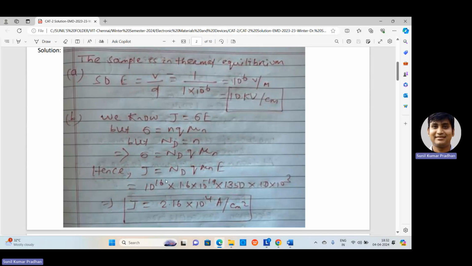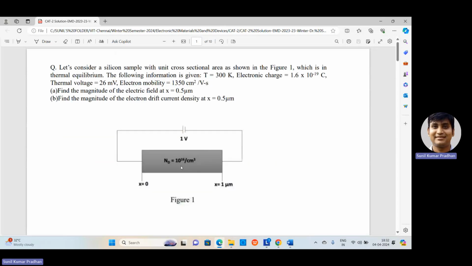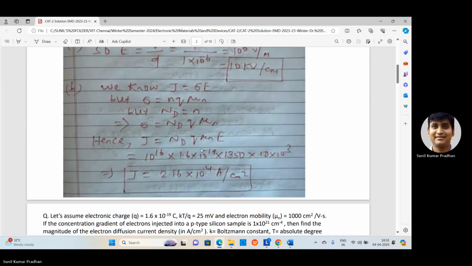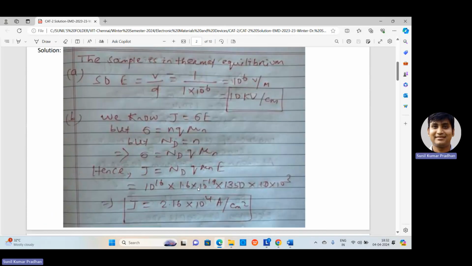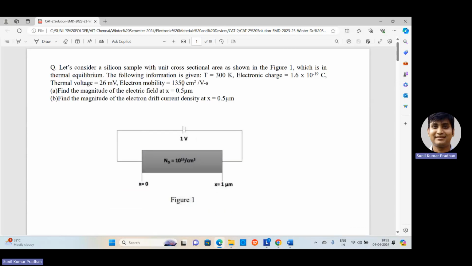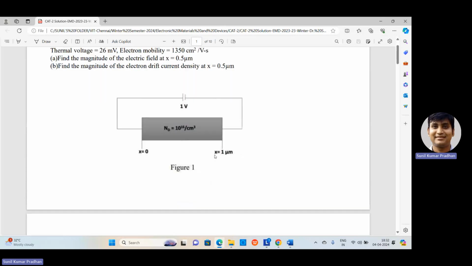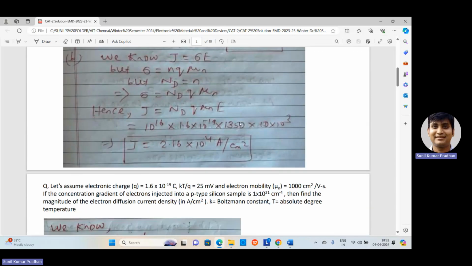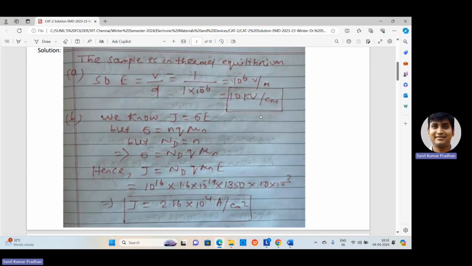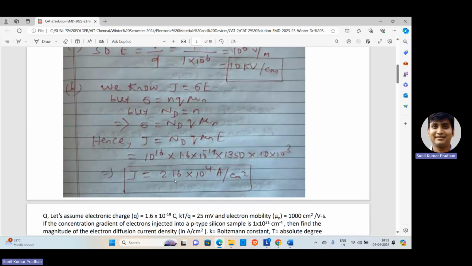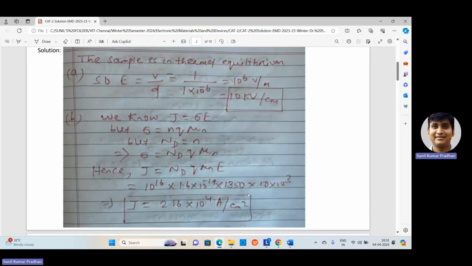So if we put all the values, because donor concentration is given as 10 to the power 16 per centimeter cube, and electronic charge is 1.6 into 10 to the power minus 19 coulomb. Mobility is given already, that is 1350 centimeter square per volt second. And electric field, as you know, is 10 kilovolt per centimeter. So finally, if you multiply, it comes to 2.16 into 10 to the power 4 ampere per centimeter square. So we need to be very careful about the unit.